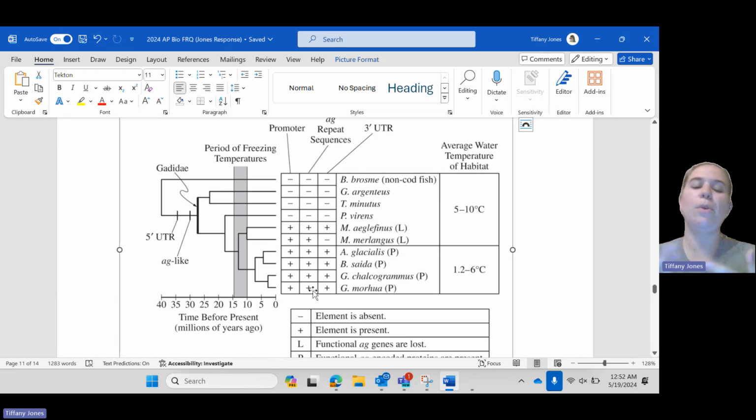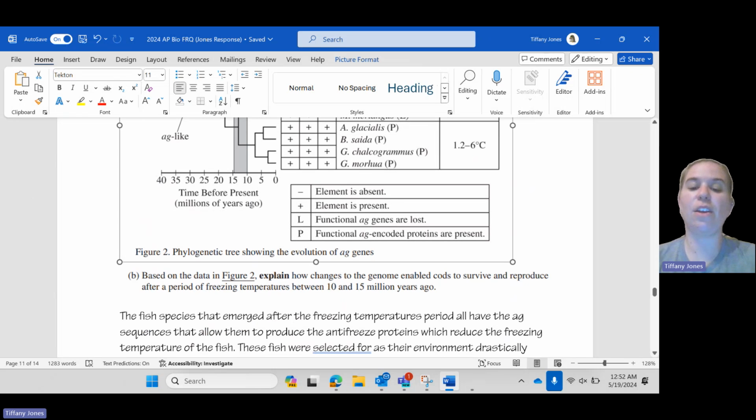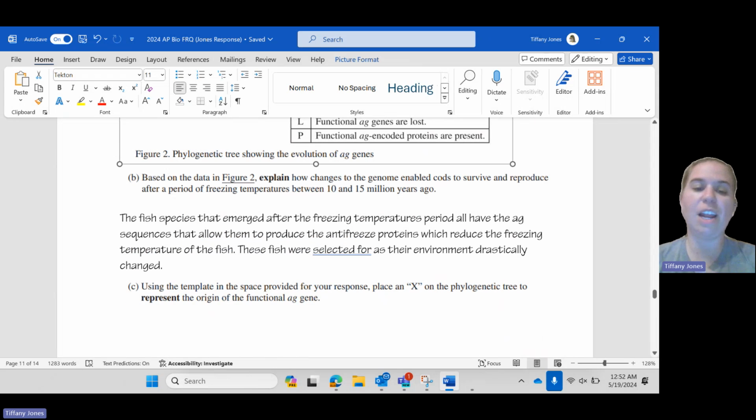So there must have been a mutation that led to this repeat sequence. And because of the freezing temperatures, those individuals were more viable. And so we're going to find that they're more likely to survive, and they, of course, pass on those traits to the next generation. And so it kind of emerged during that time, and then the selective advantage of that, that they could have a lower temperature than the other fish, allowed them to be selected for in that environment.